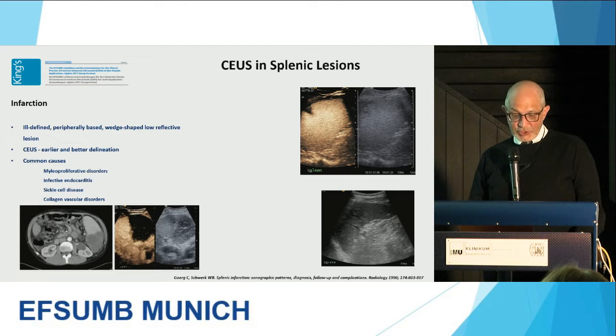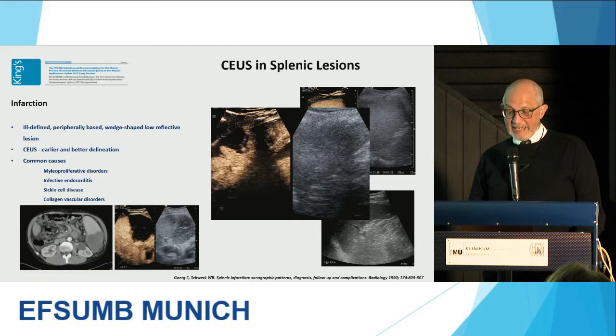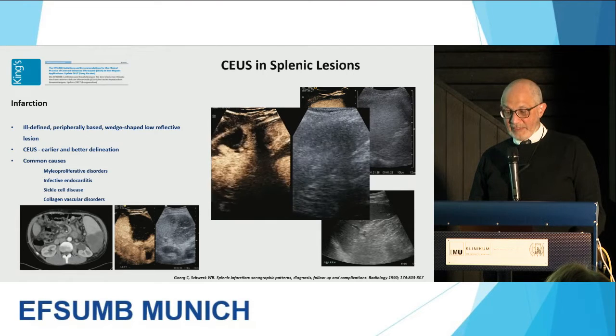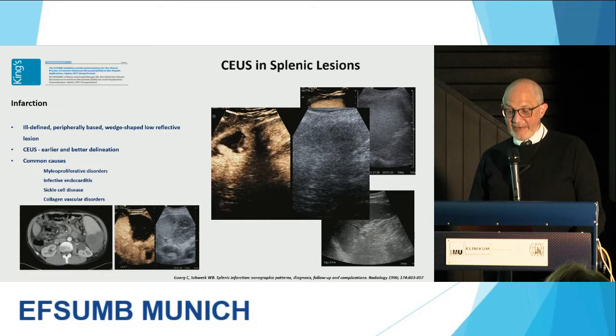These areas of infarction may be quite large, but also not only in endocarditis, you may see it in myeloproliferative diseases, sickle cell disease, and collagen vascular diseases. So if you've got someone with left upper quadrant pain with this clinical history, and there is a suspicion that there might be infarction, adding contrast would be quite easy for your examination to confirm that. And dynamically, there's no issue about seeing that as an ischemic area in the spleen.